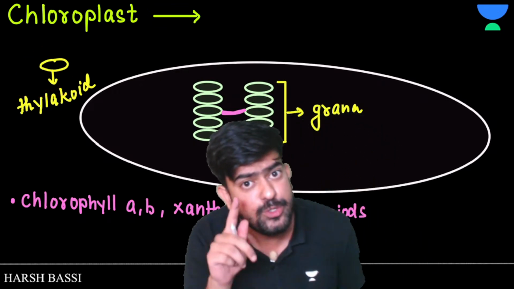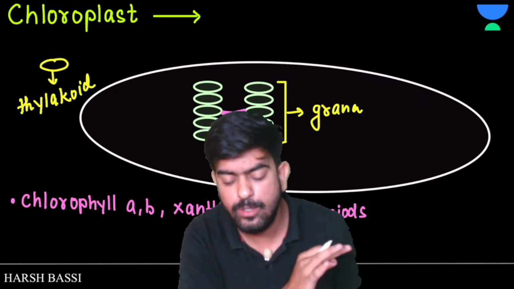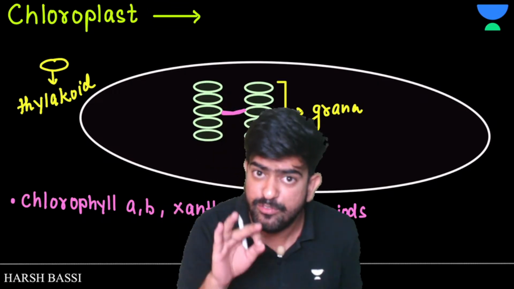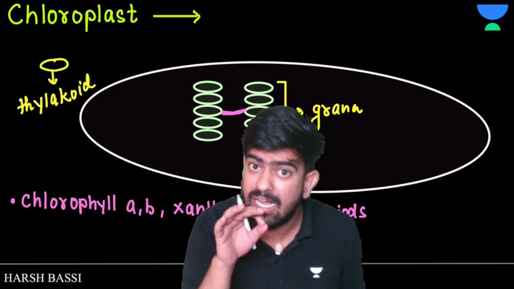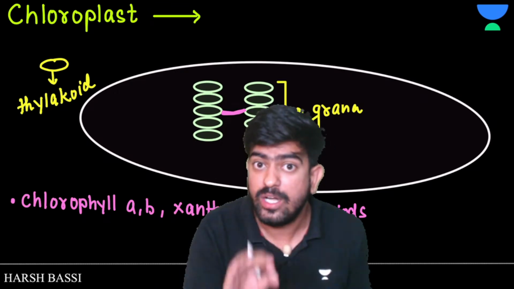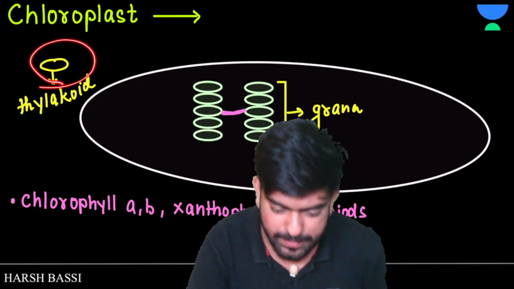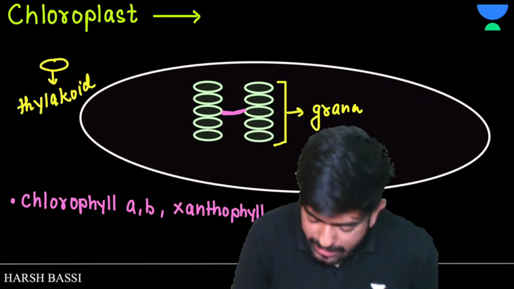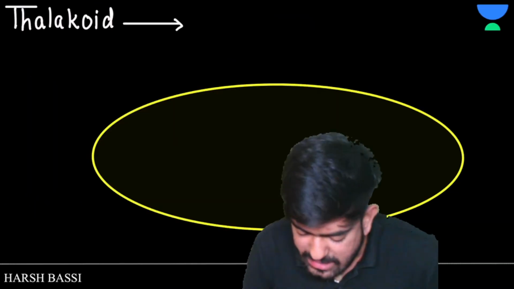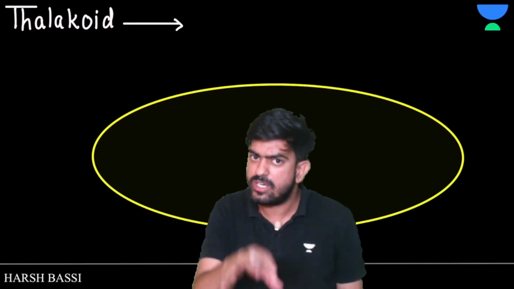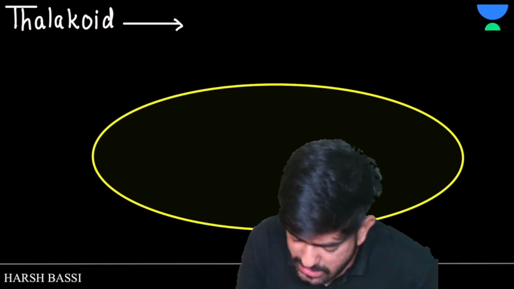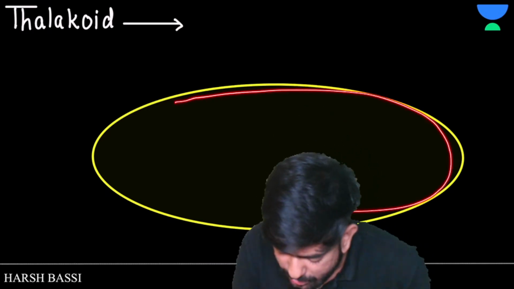In case you have any kind of doubt, let me know in the comment section, because today we are going to clear this Z scheme, and I promise that you will not have any doubt after this session. So all the pigments are present in the thylakoid. Now, moving forward, let us see the thylakoid. This structure is just the thylakoid, and this is the membrane of the thylakoid.